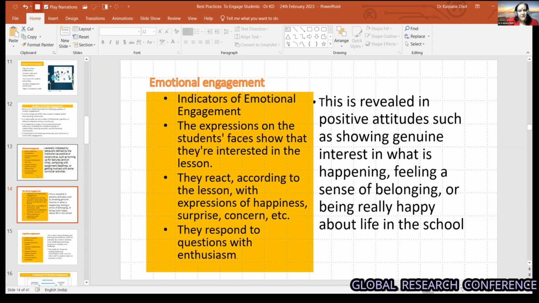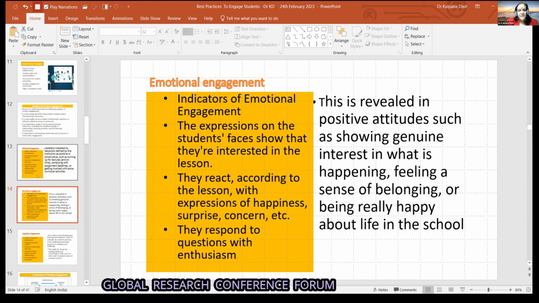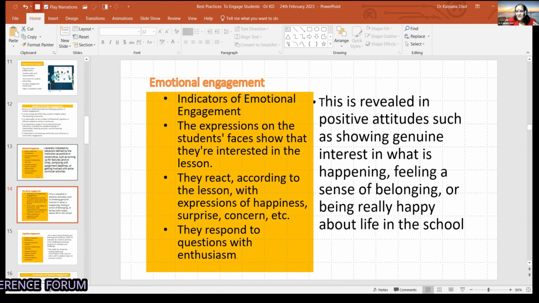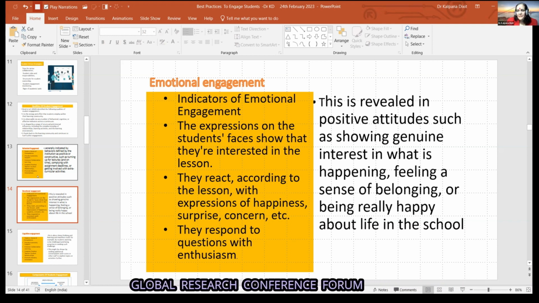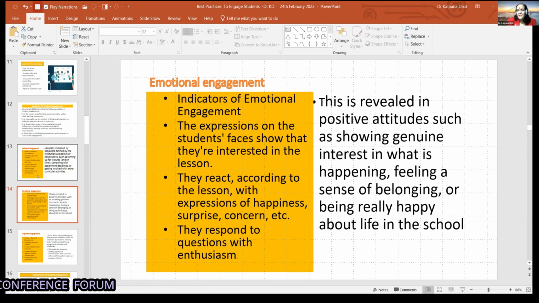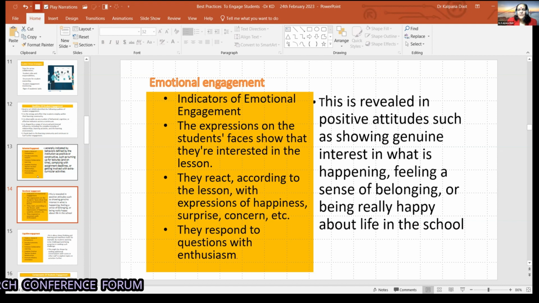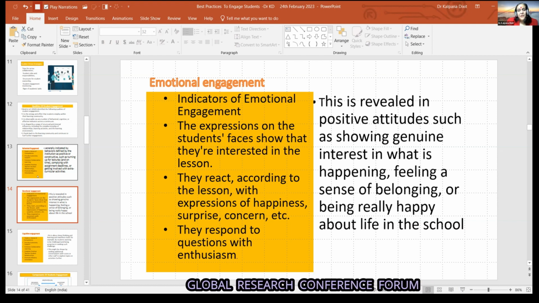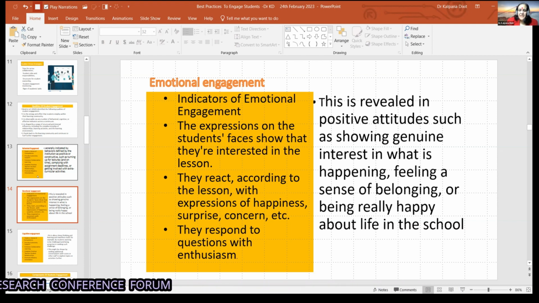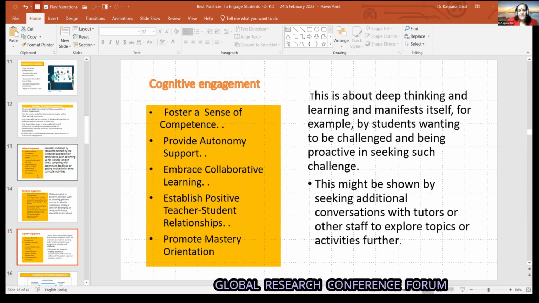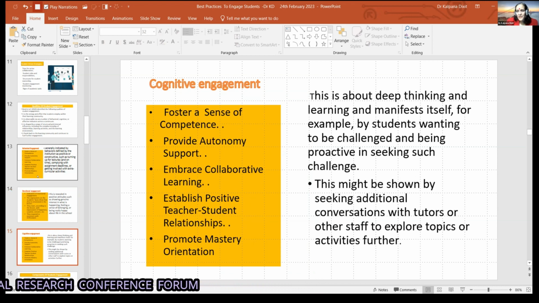And emotional engagement. Indicators of emotional engagement are the expressions on the students' faces showing that they are interested. If they are getting bored, they will not be involved in the learning. So we have to modify our teaching-learning process, our way of instruction, and we have to focus on individual learning style and individual differences also, so that we can impart proper content in a proper environment. And we must use different types of technological applications in our day-to-day classroom, whether it is an online class or offline class. And we should give some interesting projects also.